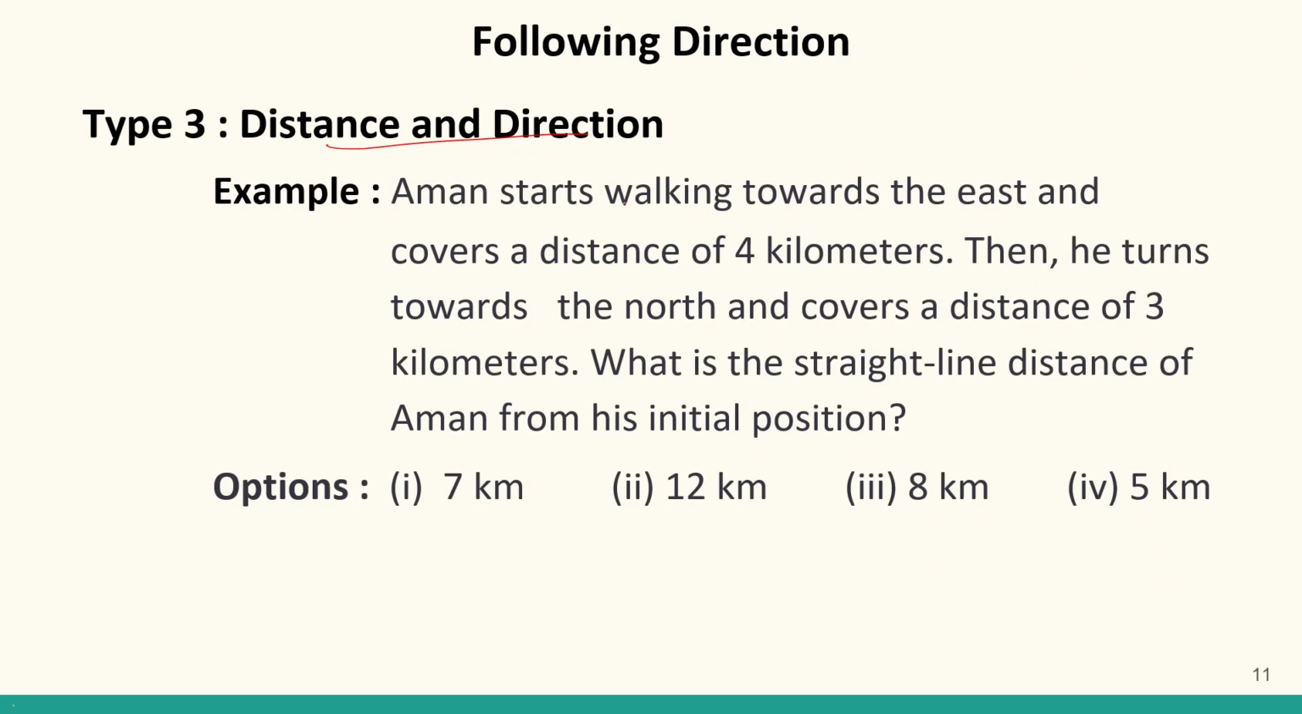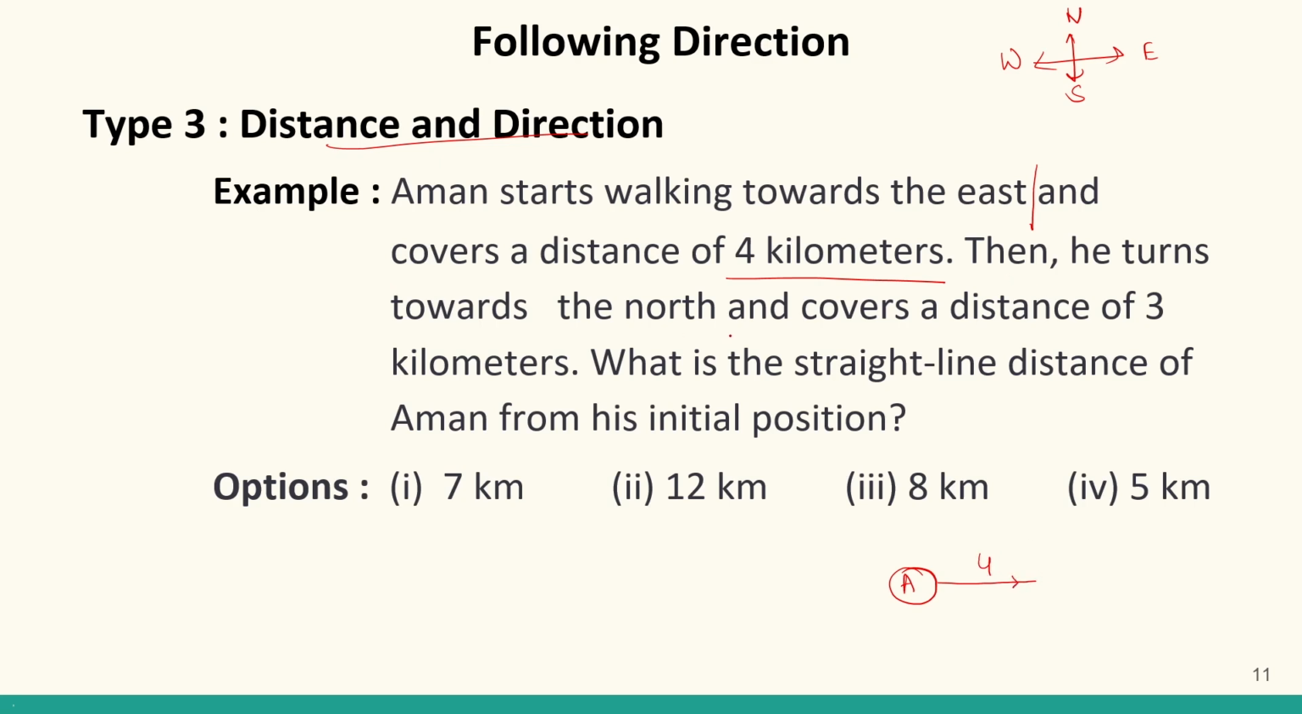Now let us solve this question. Aman starts walking towards the east. Okay, so he is walking towards east. That means he is walking towards which direction? So if he is walking towards east, that means he is going in this direction, right? And covers a distance of 4 kilometers. So let's say this is the starting point for Aman. He walks for 4 kilometers and stops in east.